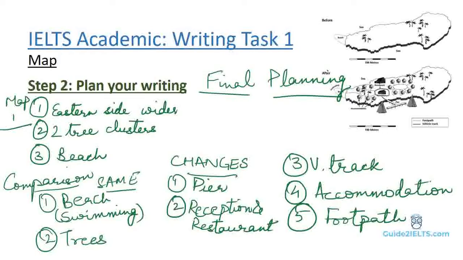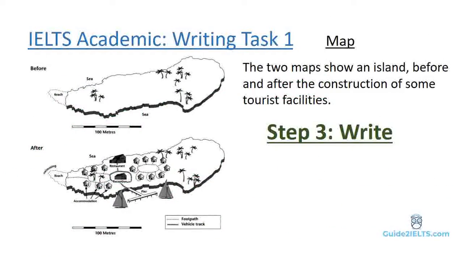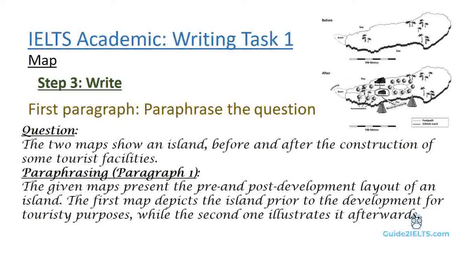Now we finally start writing. So paragraph 1, we paraphrase. The given maps present the pre- and post-development layout of an island. The first map depicts the island prior to the development for touristy purposes, while the second one illustrates it afterwards.